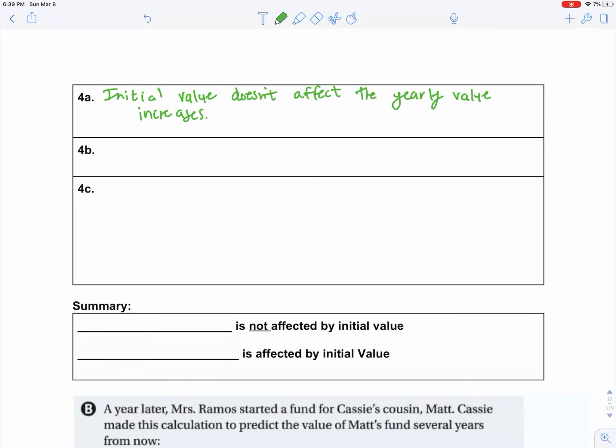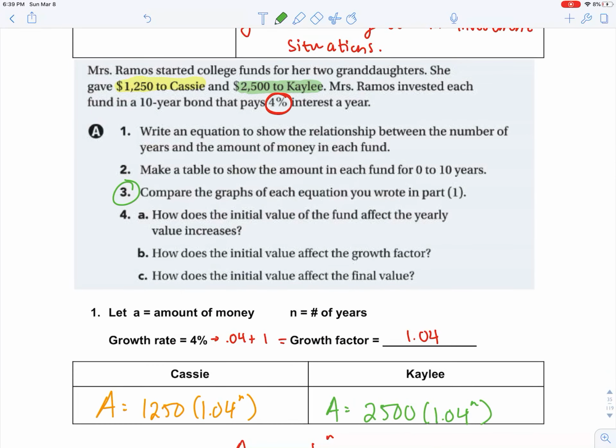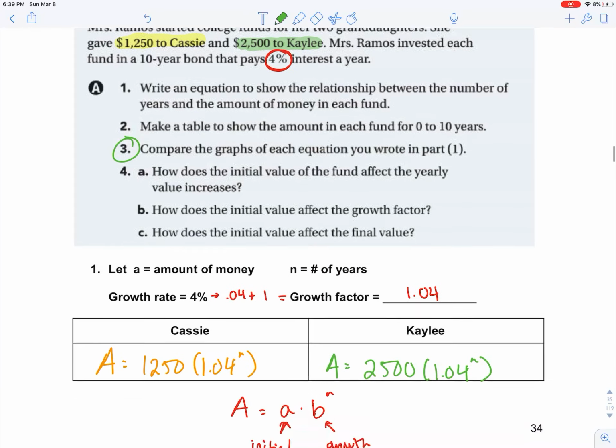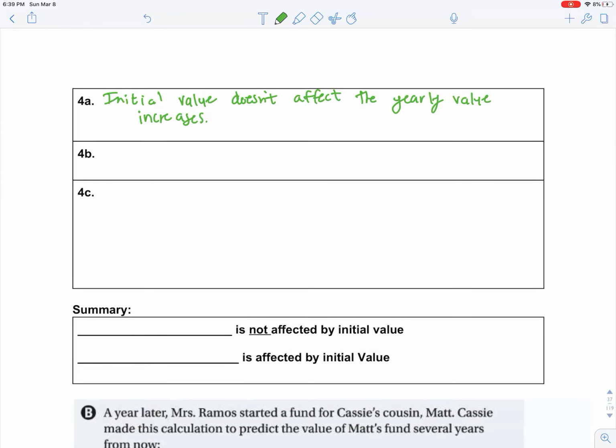The second question asked, does the initial value affect the growth factor? Let's just double check that. Does it change our growth factor from 1.04? No, it doesn't. So we'll say that the initial value doesn't affect the growth factor.